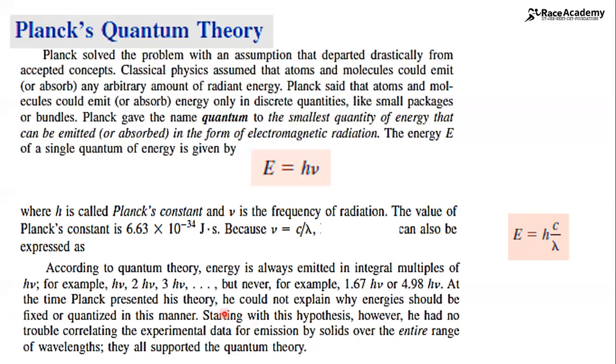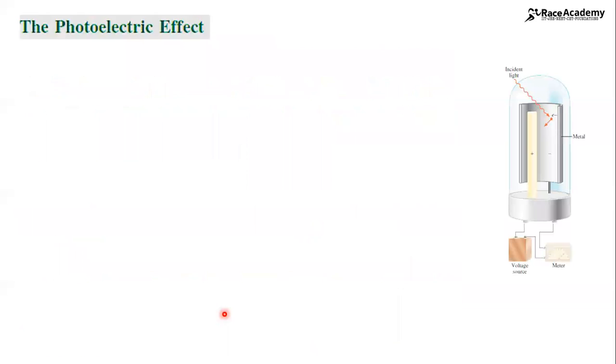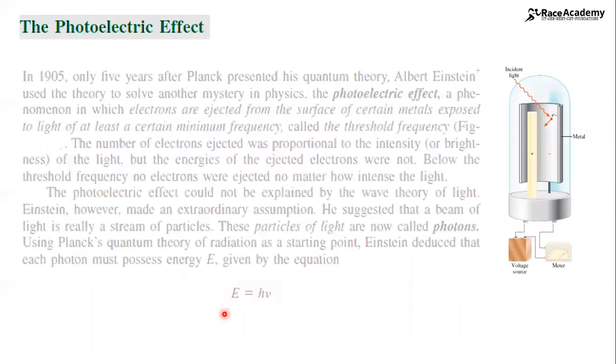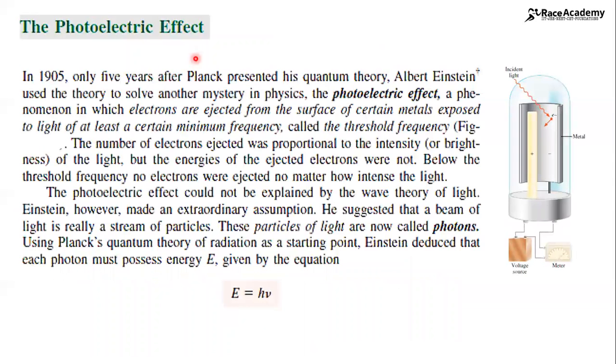Now let us move on to the photoelectric effect, and the development of the concept of electrons and atom behavior. In 1905, only 5 years after Planck presented his quantum theory, Albert Einstein used this theory to solve another mystery in physics, the photoelectric effect: a phenomenon in which electrons are ejected from the surface of certain metals exposed to light of at least a certain minimum frequency, called the threshold frequency.